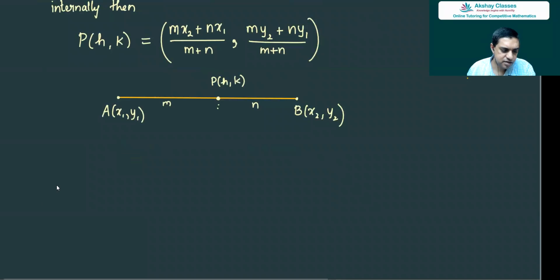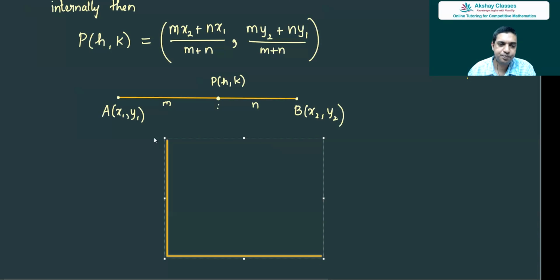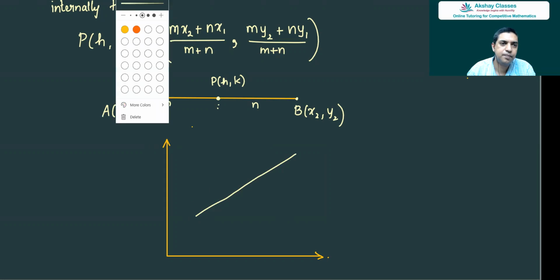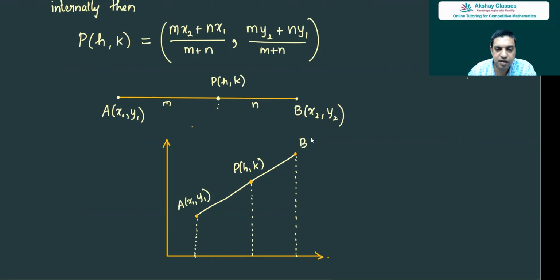So we can prove this. It is not a difficult thing to prove, which I think in your class 10th you would have gone through this proof. I will do it very briefly. Actually, the proof is not so important, but I'll just give a hint which you can work out. I'll not do the proof fully. This is P h comma k. It is based on similar triangles, basically. So this is A x1 comma y1, and this is B x2 comma y2.